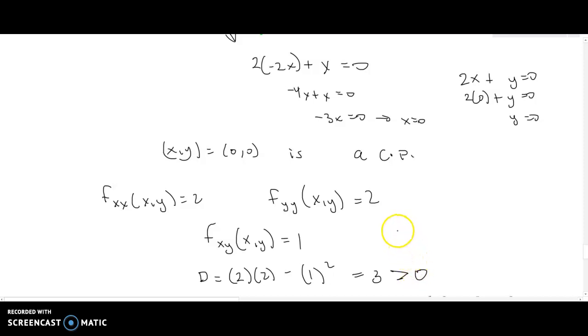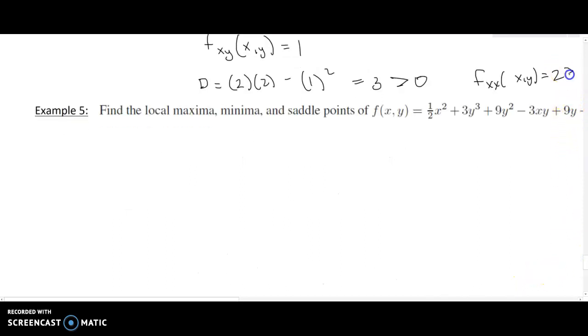And when the D value is bigger than 0, we need to look at f sub xx at our point. Now, again, these are all constants. We'll look at one more example in a separate video, and we'll see these don't always have to be constant. But when they are, that is equal to 2, which is bigger than 0, which is a local min. And there we go.